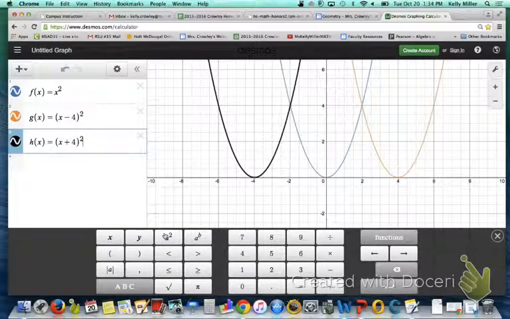Translating up and down, positive goes up, negative goes down. Translating right or left, negative moves right, and positive moves left. That makes it a little bit confusing. So how do we write that?